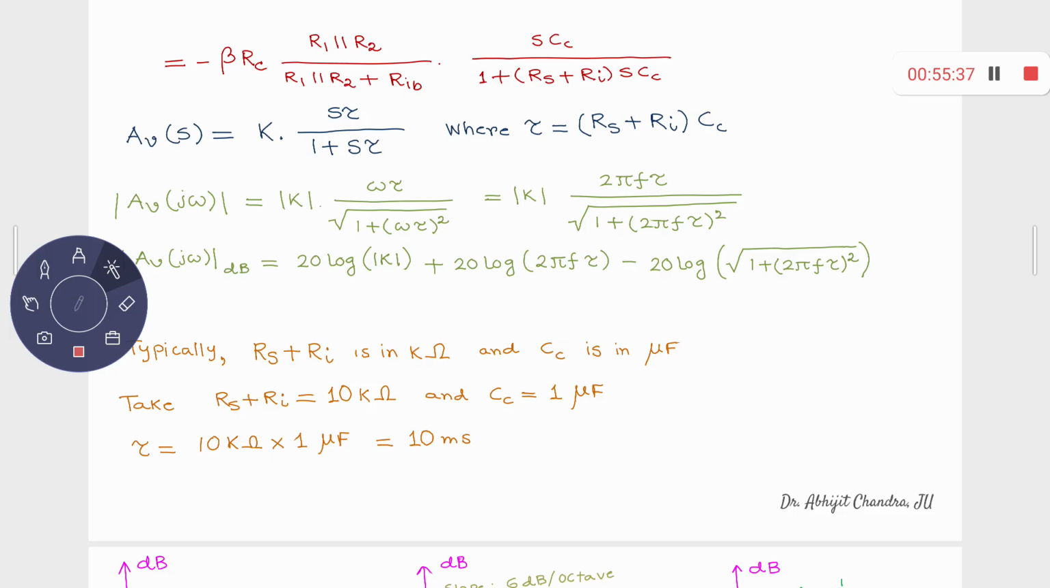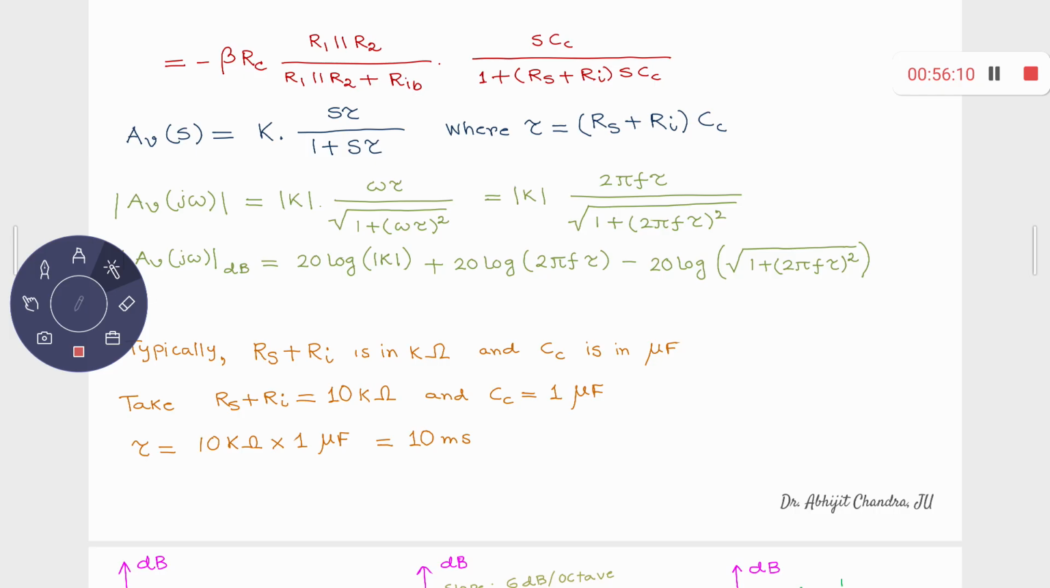Now, for your internal capacitor, the value was in the range of picofarad. Now let's take Cc to be in the range of microfarad. So obviously it is higher. Your job is to keep the lower cutoff frequency as small as possible. That means you have to increase the time constant. Time constant and cutoff frequency, tau and f, are reciprocal to each other. So I need to increase the time constant, or reduce the lower cutoff frequency.